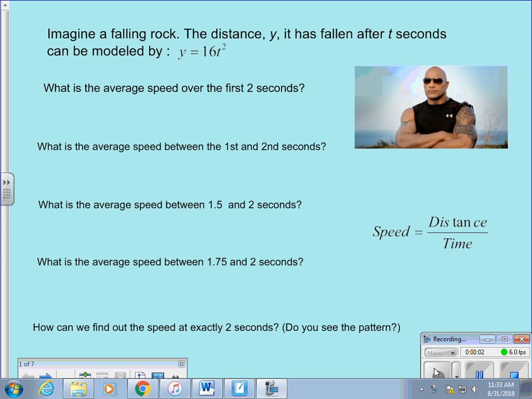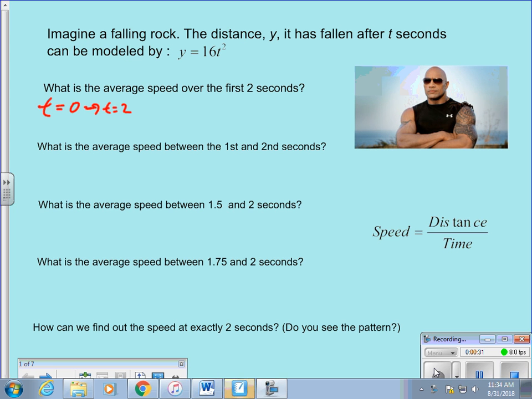So imagine a falling rock. And once again, like I said, that's the only rock I could find a good picture of. The distance y that it has fallen after t seconds can be modeled by y equals 16t squared. What is the average speed over the first 2 seconds? So what is the speed as t goes from 0 to t equals 2?